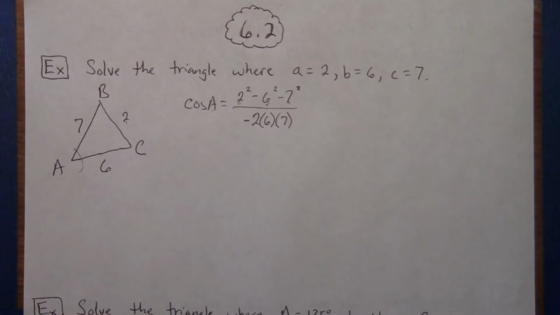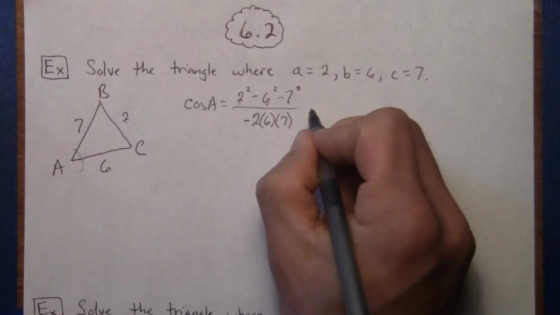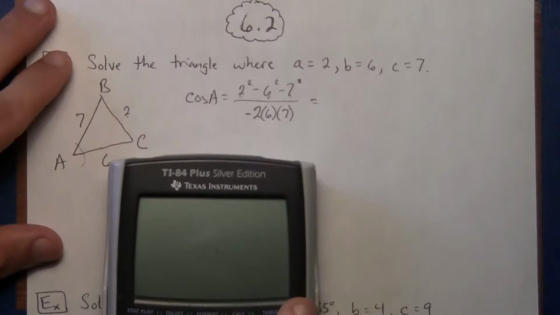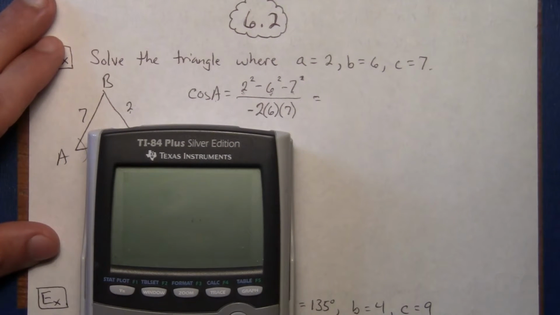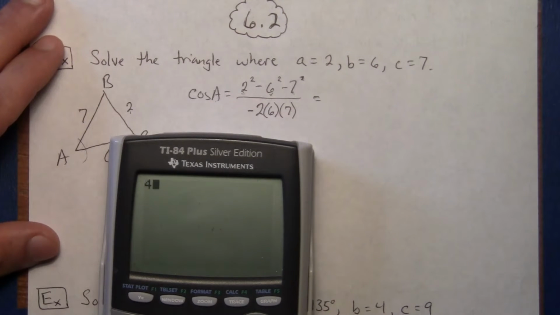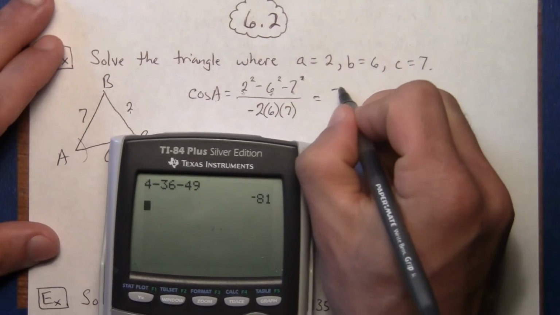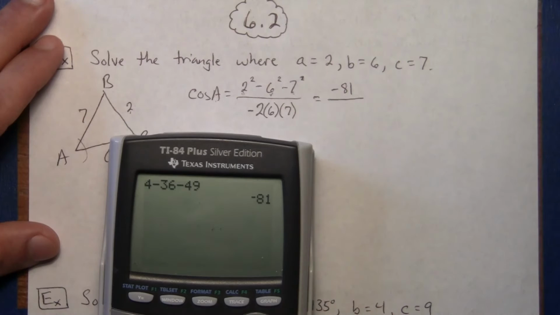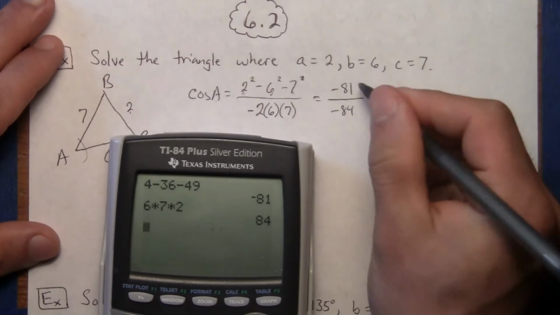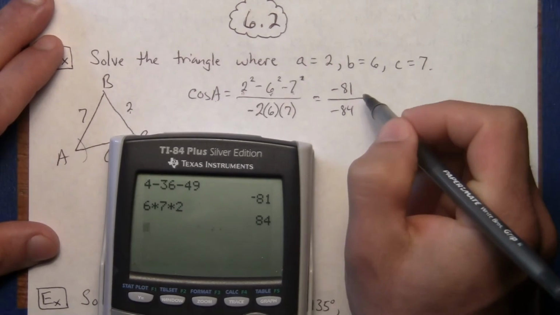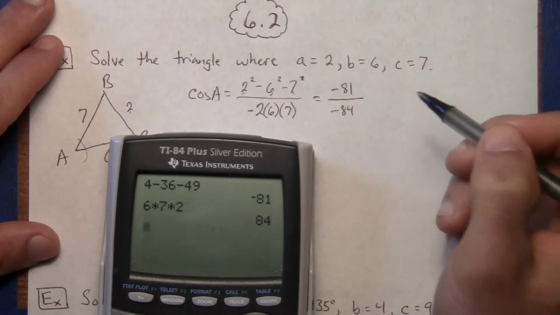Like I mentioned in class, what I would like you to do is tell me what this fraction is. So use your calculator so you can tell me what the numerator and the denominator are. The reason I like seeing that is it's easy to see if you've made an error. So I know it's 4 minus 36 minus 49, which gives me negative 81 in the numerator, divided by 6 times 7 times 2, which is negative 84 in the denominator. So I can see that it's going to be negative 81 over negative 84. When I'm grading it, I can quickly look at those numbers to see if you made a mistake there.